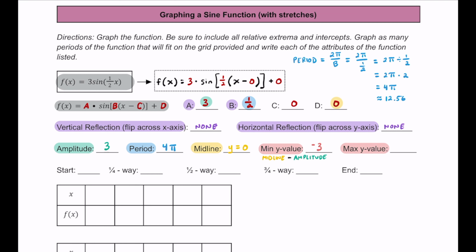And then for our maximum y value, that's going to be our midline plus the amplitude. So the midline is 0, adding on the amplitude of 3, 0 plus 3, that's going to equal 3. So the highest y value we're going to have for this graph is going to be +3.